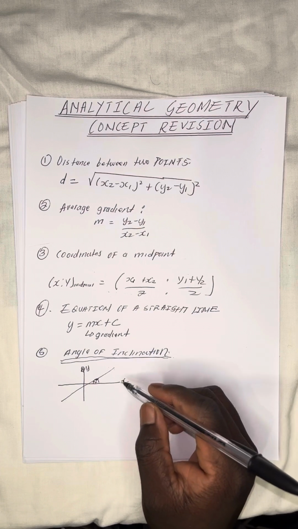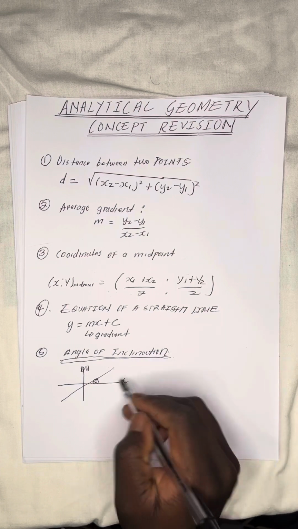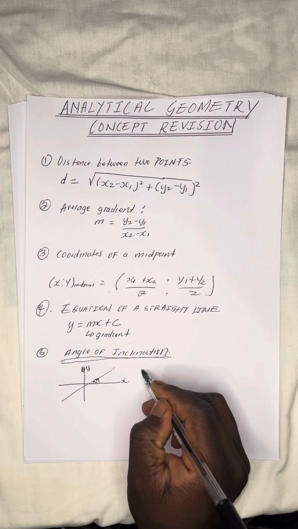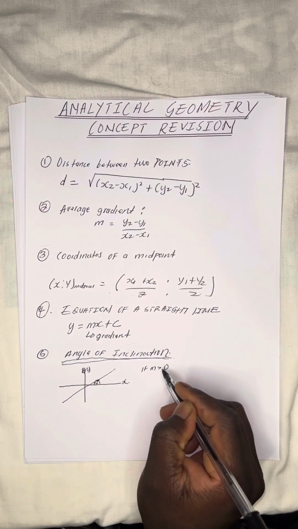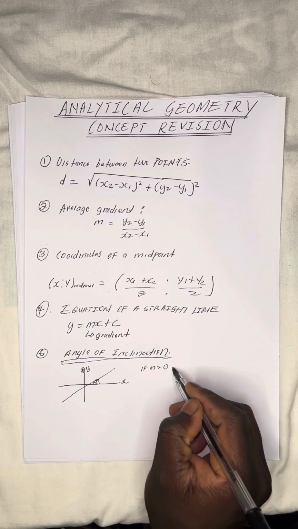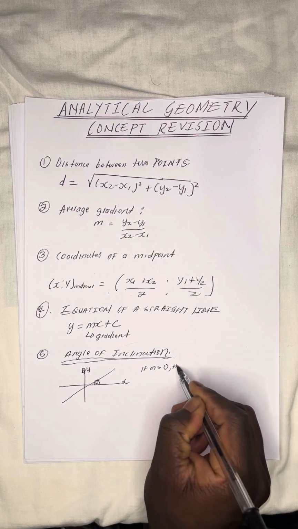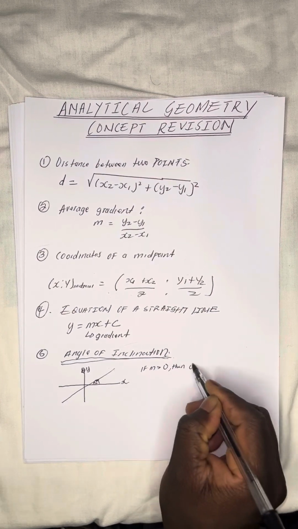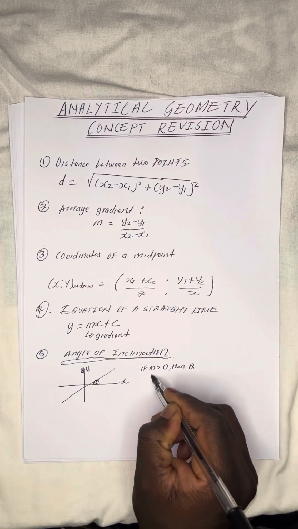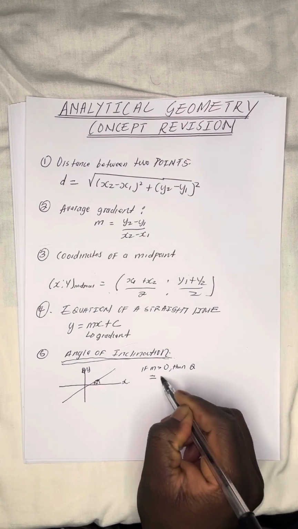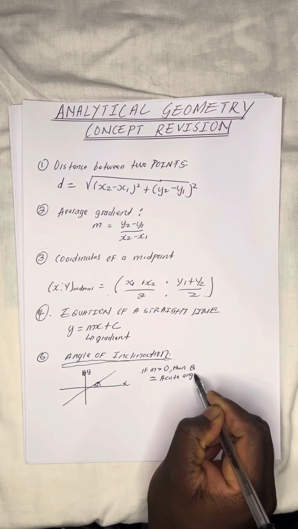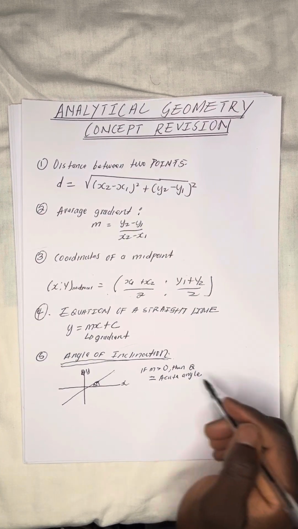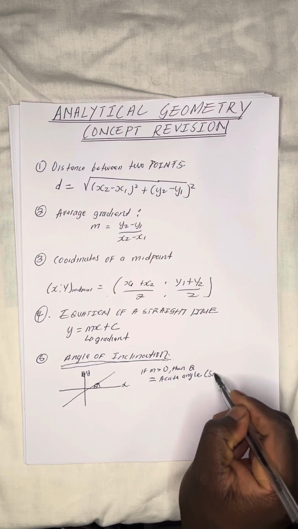There you have theta. So what you must know there is that if the gradient is positive, so if m is greater than 0, then you should know that theta is an acute angle. So what is an acute angle? An acute angle is an angle that is smaller than 90 degrees.